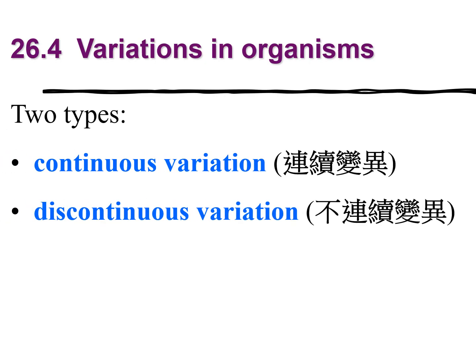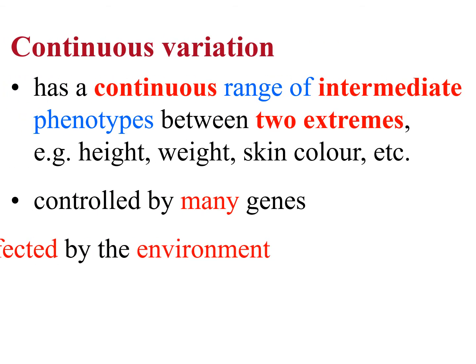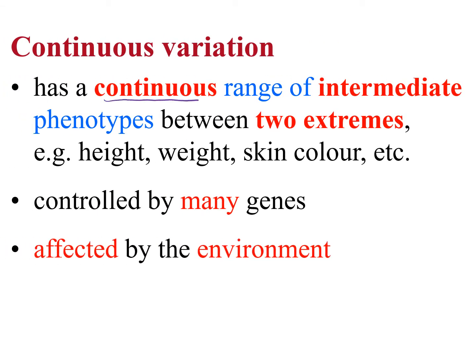There are two types of variation in all the organisms. The first type, we call the continuous variation, while the second type, we call the discontinuous variation. Let's take a look at the first one, continuous variation. Continuous variation means it has a continuous range of intermediate phenotypes between the two extremes, such as height.